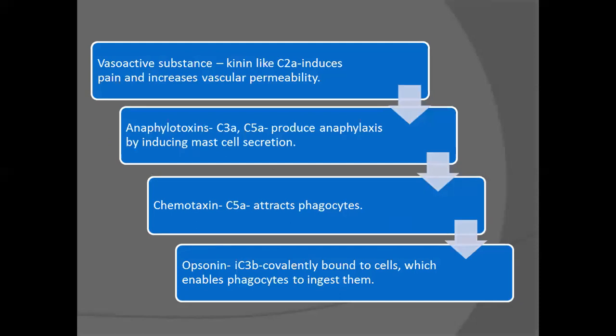Complement system. You have a vasoactive substance, kinin like C2a, which induces pain and increases the vascular permeability. And I have said what is anaphylatoxin, C3a, C5a. Chemotaxin, C5a attracts phagocytes. Opsonin.